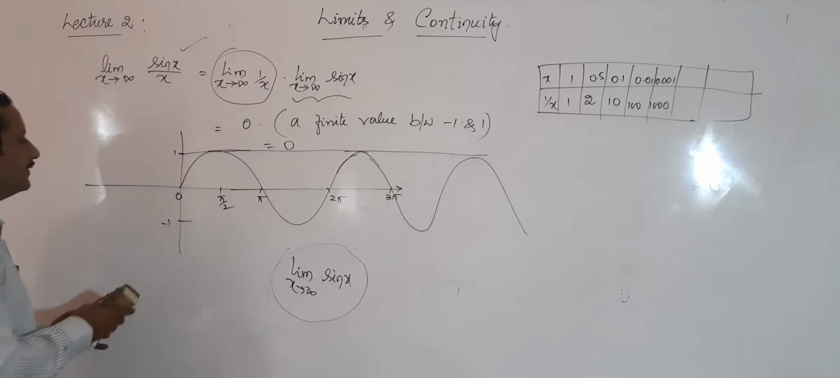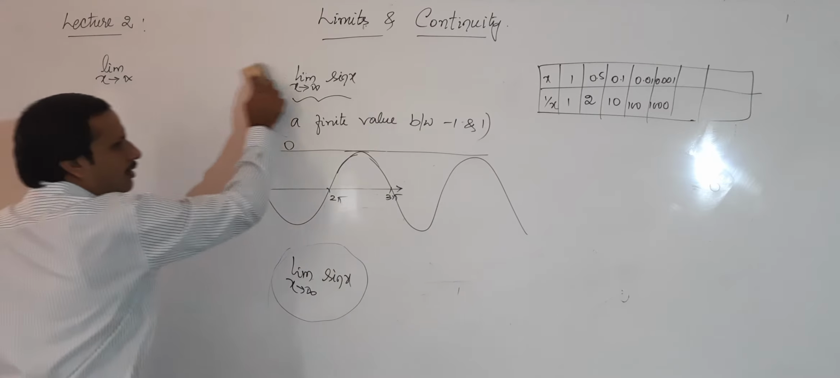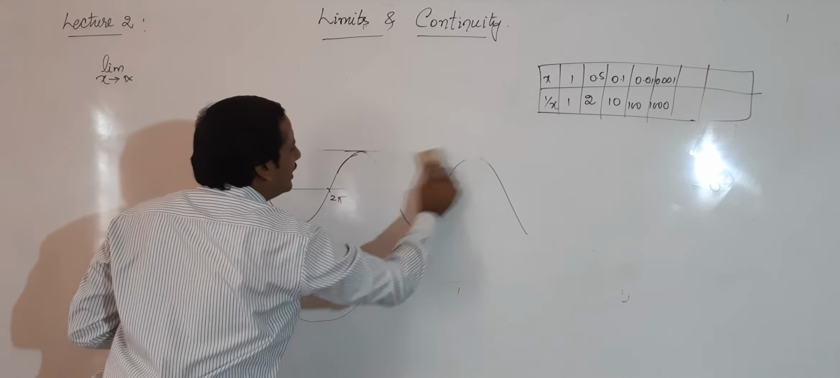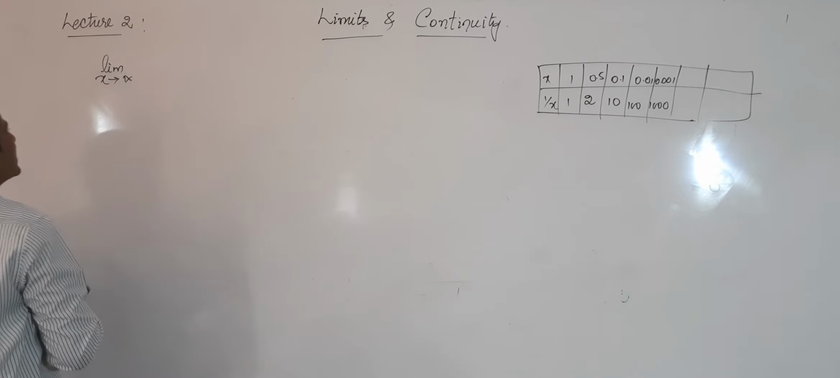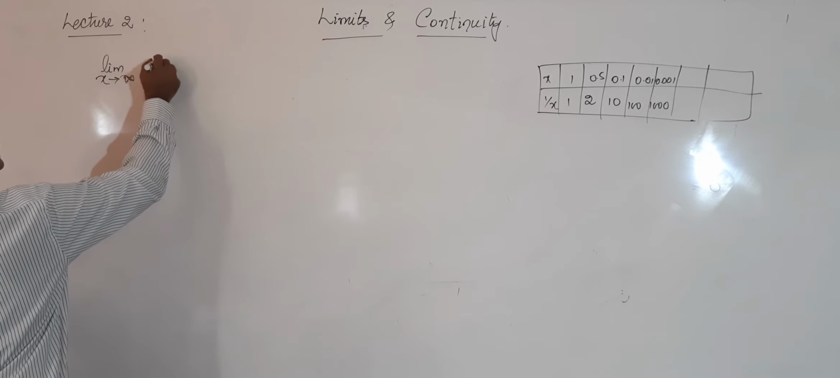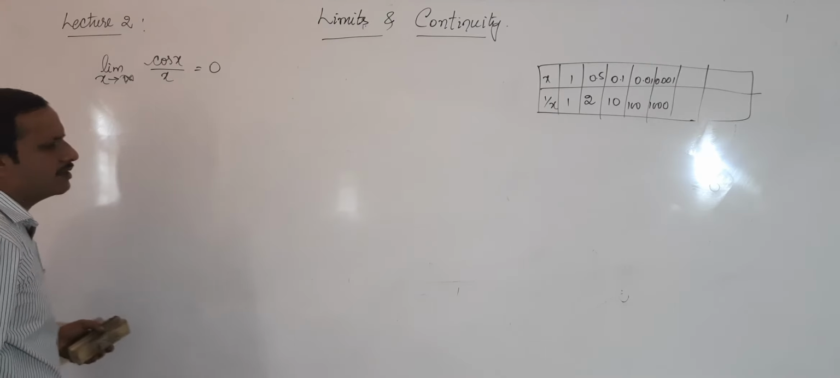Okay? Then, similarly, the same rule can be applied for limit x extends to infinity cos x by x also. Limit x extends to infinity cos x by x is also equal to 0.